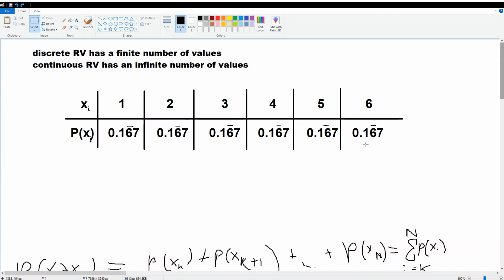Now, in this case, reading the table is very straightforward. If I asked you, what is our sample space? Our sample space would be 1, 2, 3, 4, 5, and 6. If I asked you, what's the probability of rolling a 3? You'd look in your table. We have 3, which corresponds to 1 out of 6.